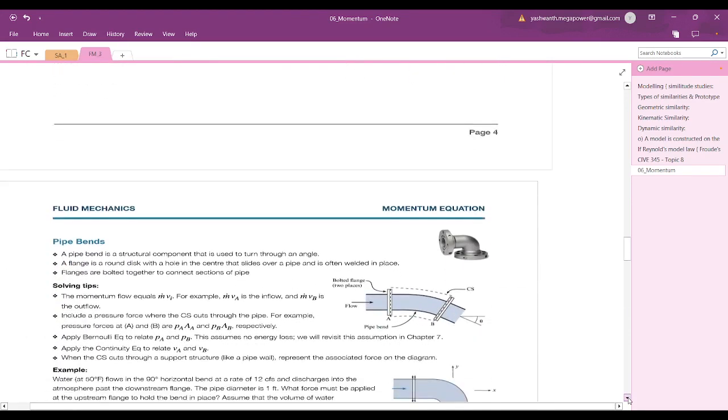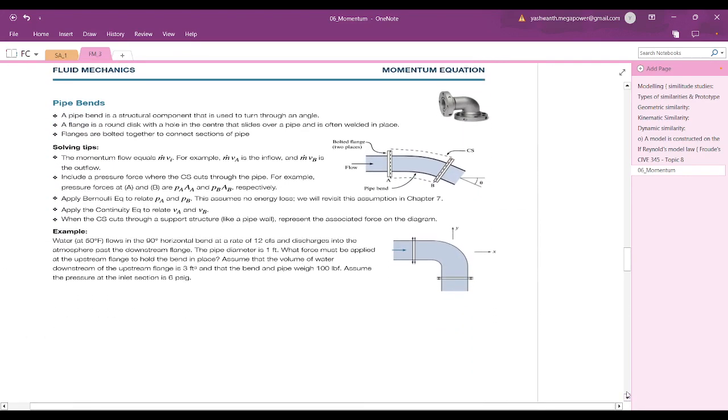So the next problem is related to pipe bends. Here is the pipe bend. Whenever the direction of flow of the water has to be changed, then a pipe bend is introduced. A pipe bend is a structural component that is used to turn through an angle. A flange is a round disc with a hole in the center that slides over a pipe and is often welded in place. Flanges are bolted together to connect sections of pipe. Generally, to connect a pipe bend to the pipe, we use flanges.